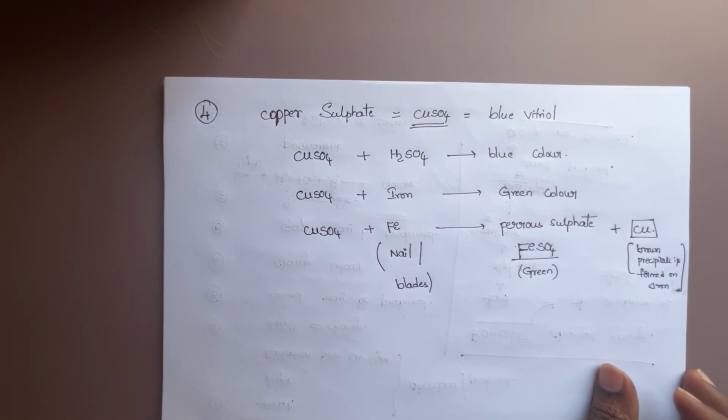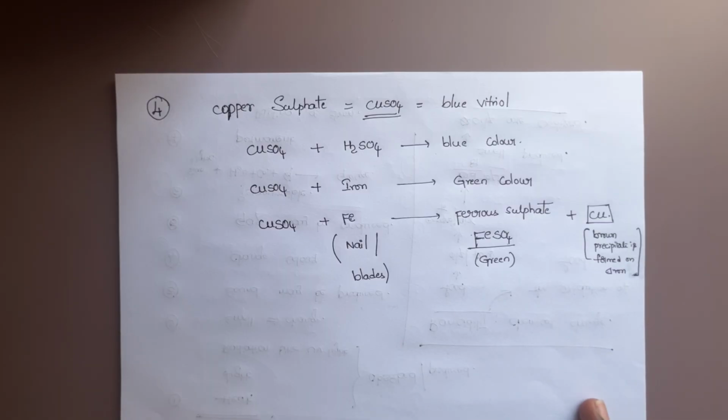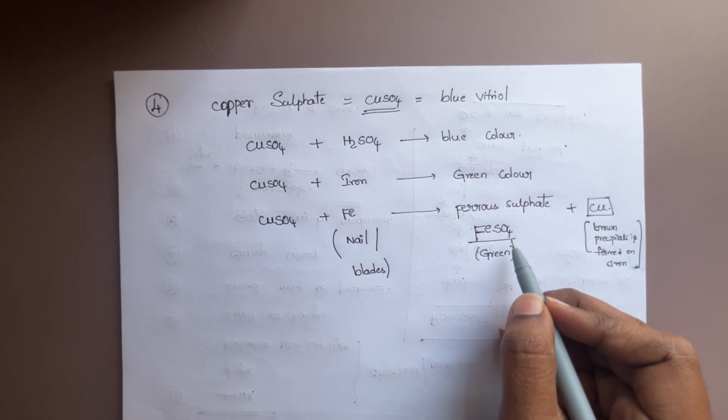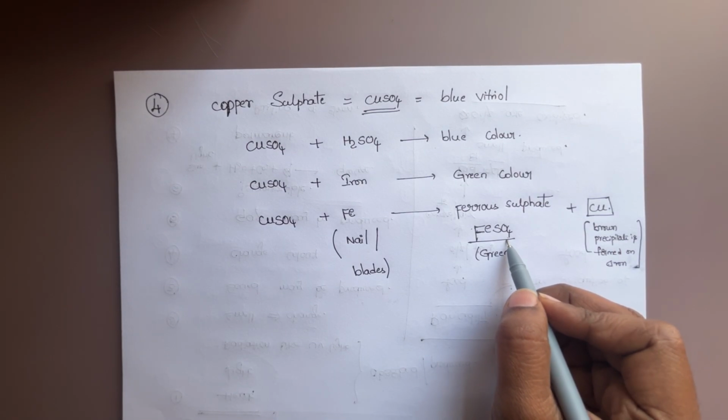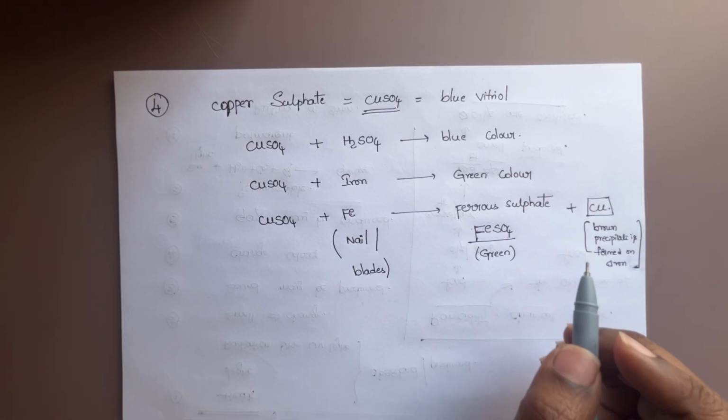So this is about the fourth example. In this also, a new substance is formed. That's why this is also what we call a chemical change.